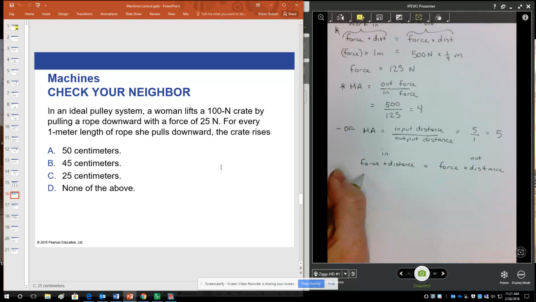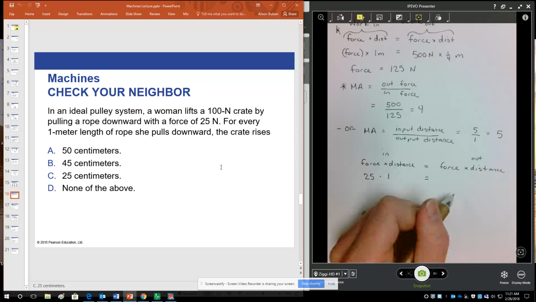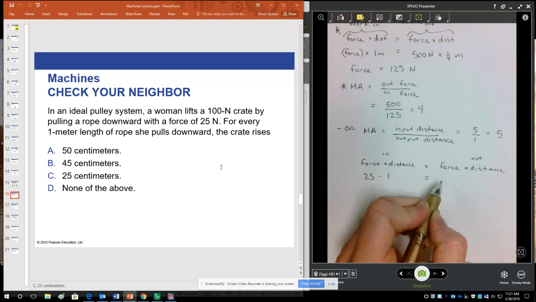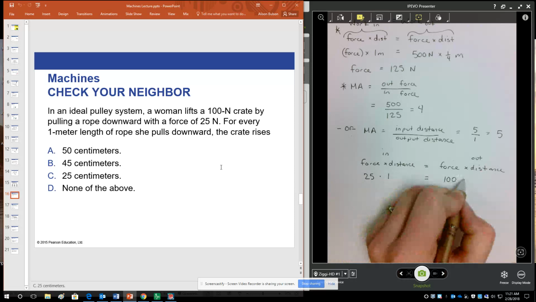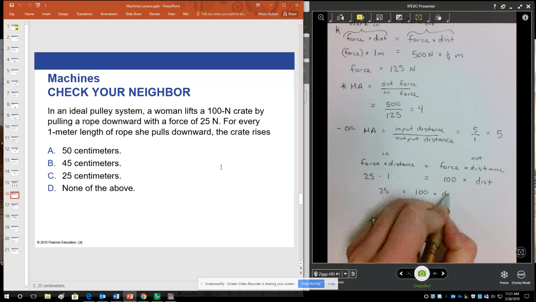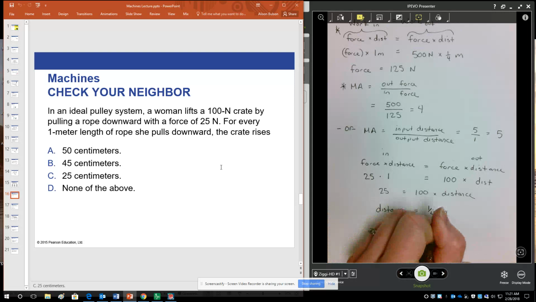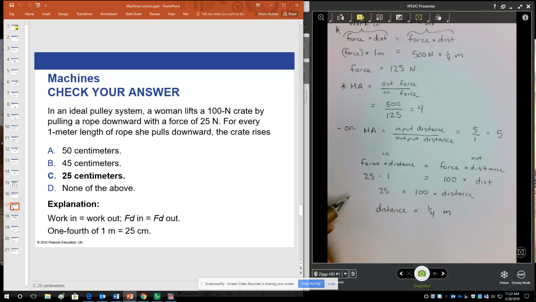On the input side, it's what she's doing, what she's pulling. She pulls with 25 newtons, and she pulls 1 meter of rope. On the output side, we lift a 100 Newton crate, that's the weight of the crate, and we want to know how far it lifts. So 25 equals 100 times distance. The distance, after dividing both sides by 100, is 1/4 of a meter, and 1/4 of a meter is the same as 25 centimeters.